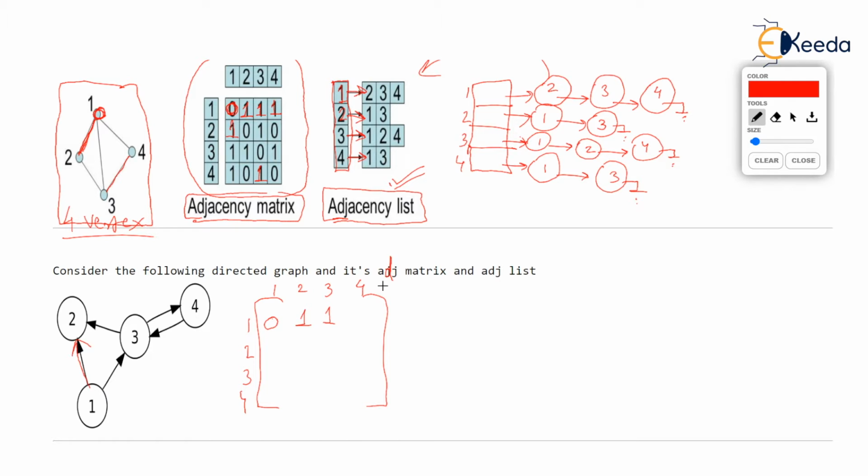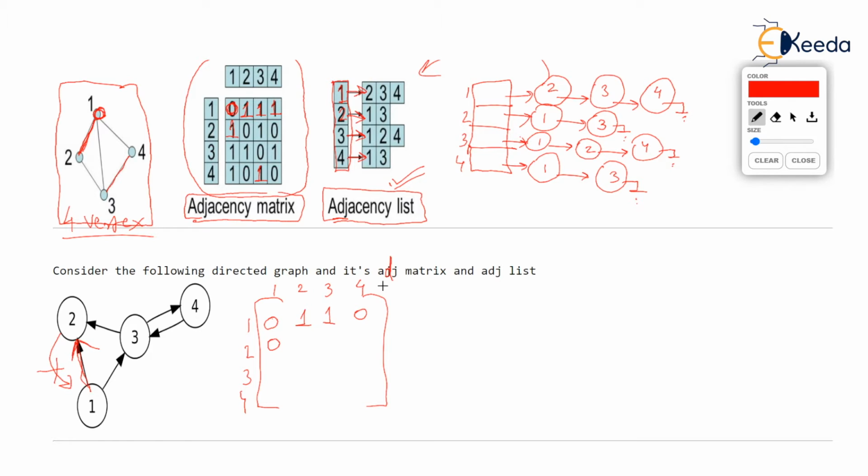What about 2 to 1? Now 2 to 1 will be 0. Because although 1 has a directed edge to 2, 2 does not have a directed edge to 1. There is no such edge. So 2 is not adjacent to 1. Of course, 2 is not adjacent to 2.